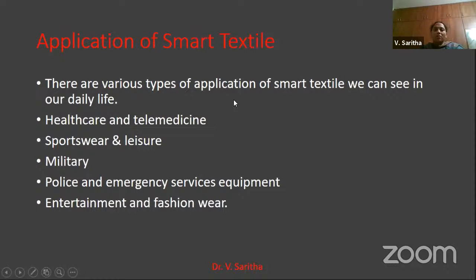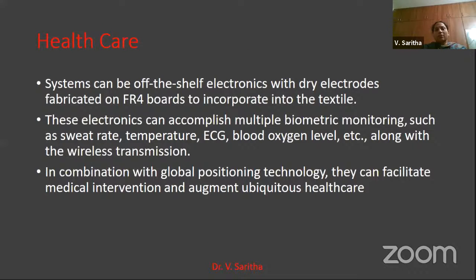So the applications of smart textiles. There are various types of applications of smart textiles we can see in our daily life. Once the smart textiles are rigorously coming into the outside world, then everyone will be able to use them as regular clothes. So here, healthcare and telemedicine, sportswear and leisure, military, police and emergency services equipment, entertainment and fashion wear. So there are applications in various fields actually.